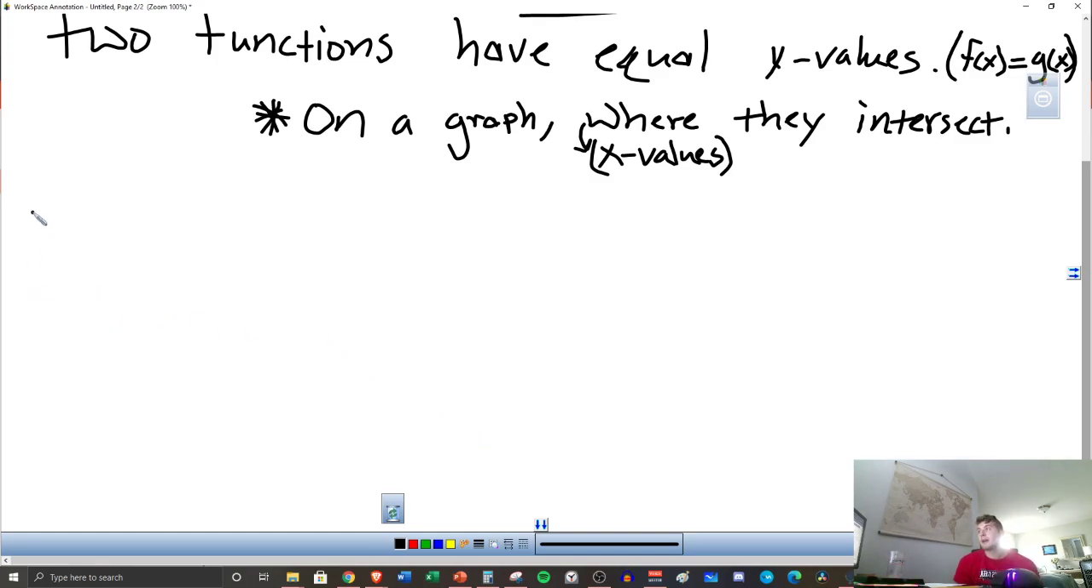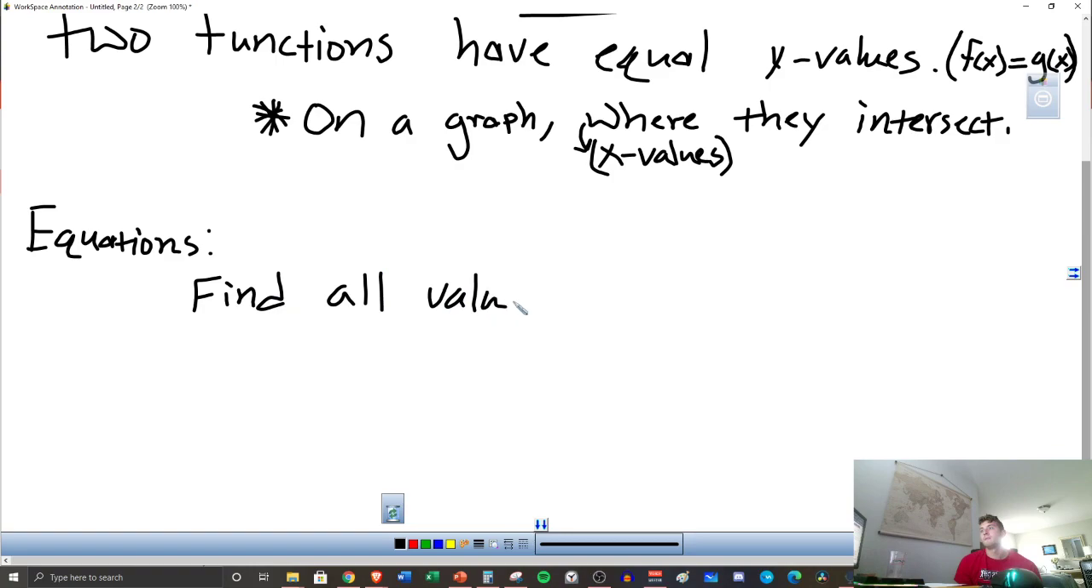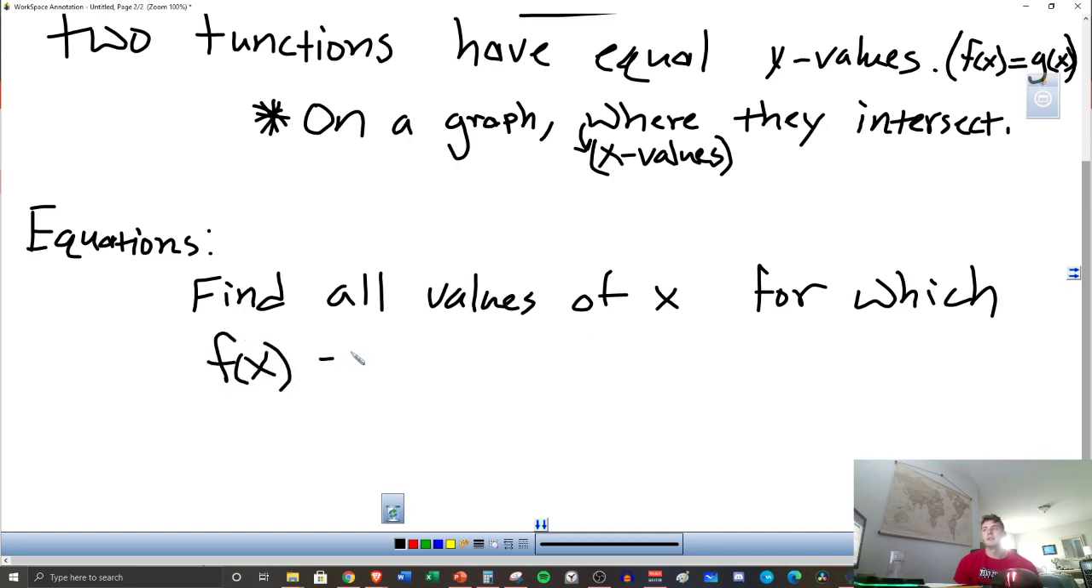So first off, let's say that I give you two equations. What do you need to do? Well, here's what the directions would look like. It would say find all values of x for which f of x equals g of x. That's the goal, okay? That's exactly how I listed it up above, but let's actually see what this looks like.